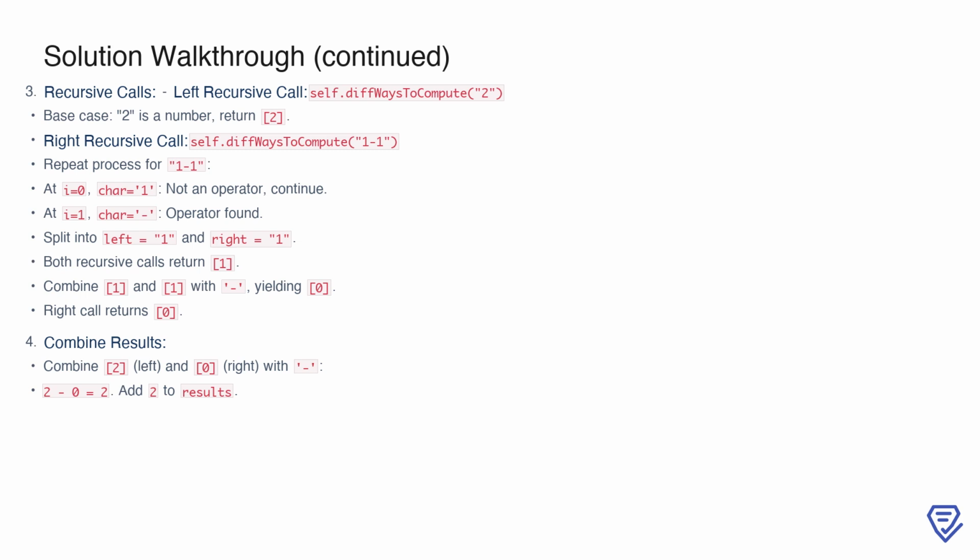Recursive calls for both 1 and 1 identify them as numbers, returning 1 and 1, respectively. These results are combined using the dash operator, giving us 0. Thus, the right recursive call returns 0. Finally, the results from the left and right calls, 2 and 0, are combined using the first dash operator, yielding 2, which is added to the results list.